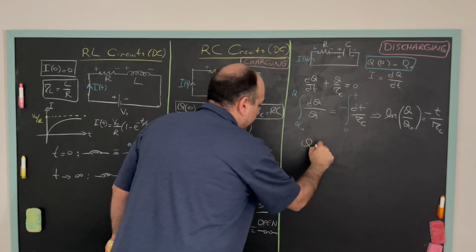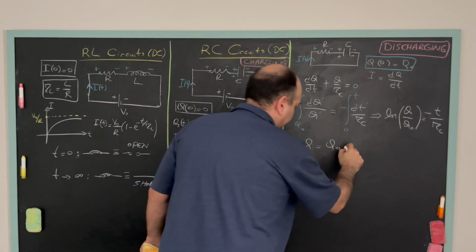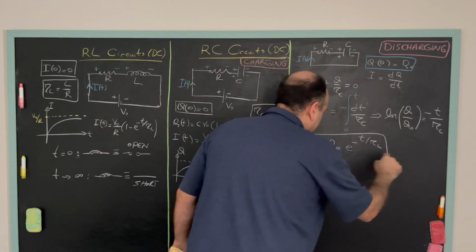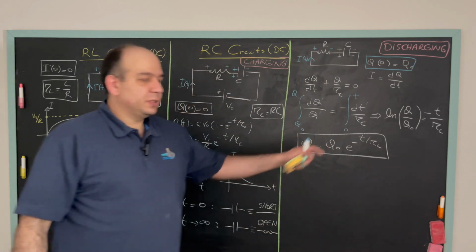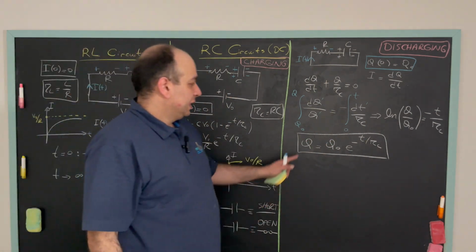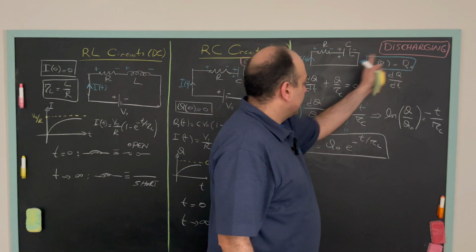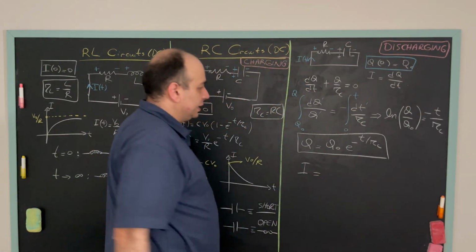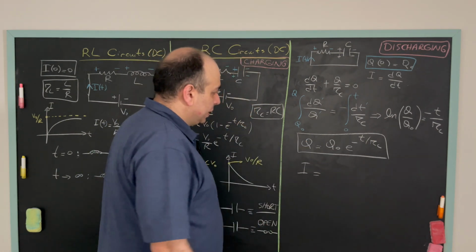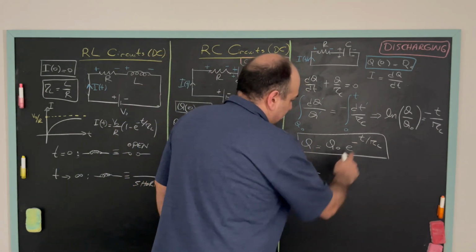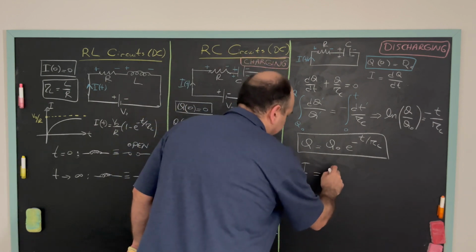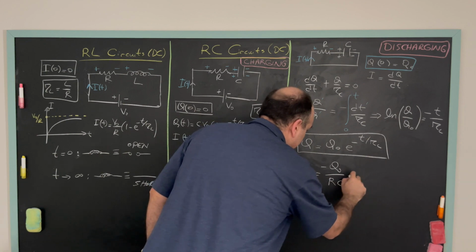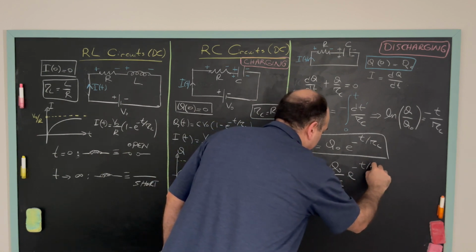If I solve for Q, this becomes Q is equal to Q naught e to the minus T over tau C. So in this case, the Q also decays exponentially, right? So this is a typical discharging mechanism. Okay? So if I calculate I, what I see is I simply take the time derivative here. So this is minus 1 over RC, right? So this becomes minus Q naught over RC e to the minus T over tau C.